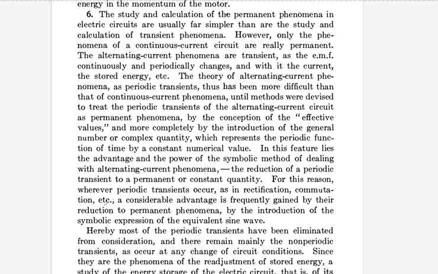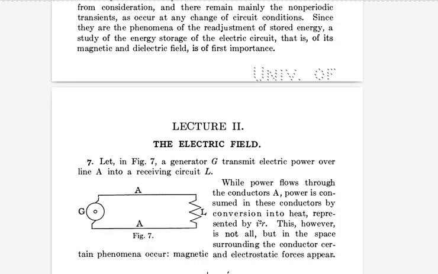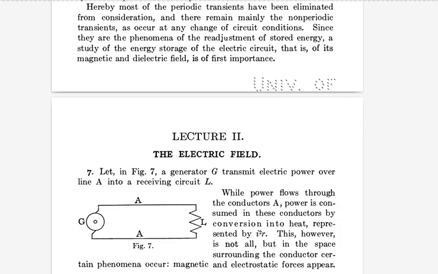In this feature lies the advantage and the power of the symbolic method of dealing with alternating current phenomena, the reduction of a periodic transient to a permanent or constant quantity. For this reason, wherever periodic transients occur, as in rectification, commutation, etc., a considerable advantage is frequently gained by their reduction to permanent phenomena, by the introduction of the symbolic expression of the equivalent sine wave. Hereby most of the periodic transients have been eliminated from consideration, and there remain mainly the non-periodic transients, as occur at any change of circuit conditions. Since they are the phenomena of the readjustment of stored energy, a study of the energy storage of the electric circuit, that is, of its magnetic and dielectric field, is of first importance.